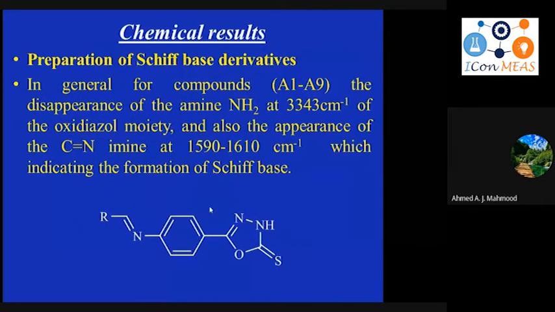Now we will talk about the chemical results. Preparation of Schiff base derivatives. In general, for compounds A1 to A9, which are the Schiff bases, there is disappearance of the amine NH2 at 3,343 of the oxadiazole moiety, and also the appearance of the C=N imine at 1,590 to 1,610, which indicates the formation of the Schiff base.